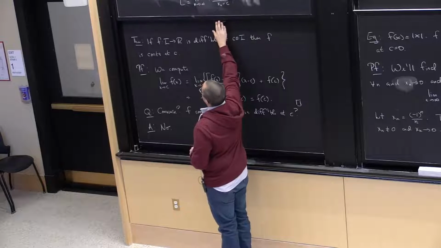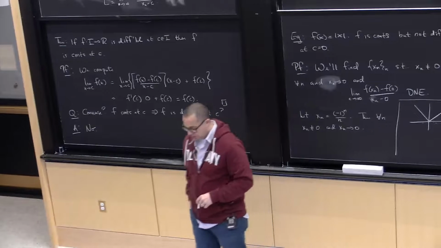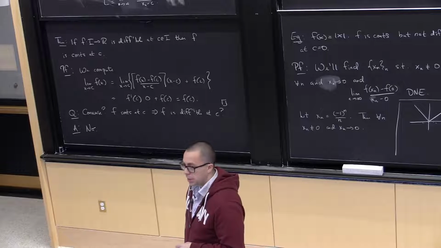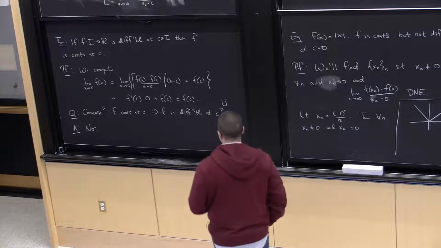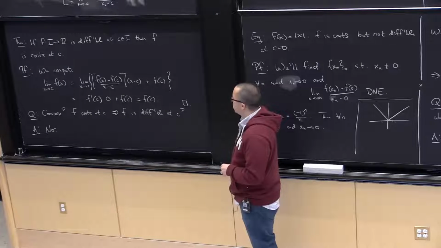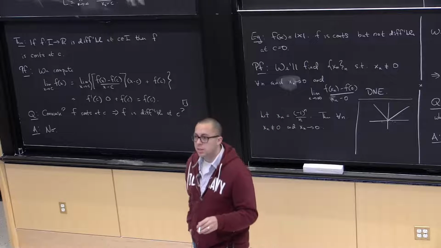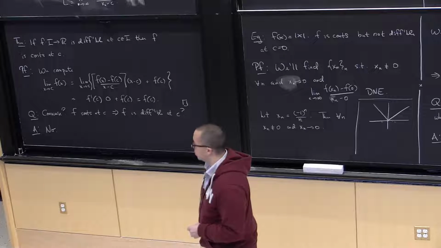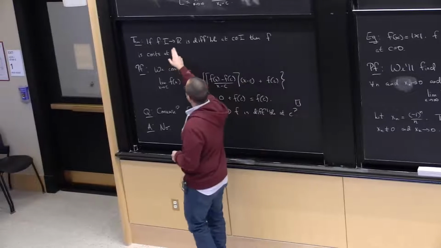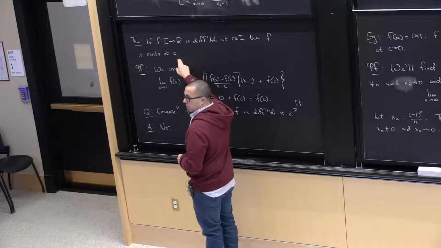All right, so the theme of today is the connection between differentiability and continuity. And we have a very easy implication, which is that if a function is differentiable at a point, then it must be continuous at that point. So that's the statement of this theorem. If f going from an interval to R is differentiable at c, then f is also continuous at c. Okay?